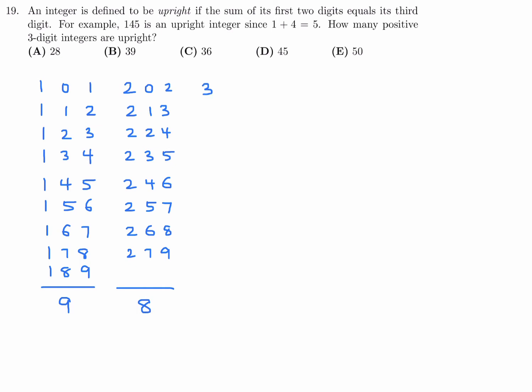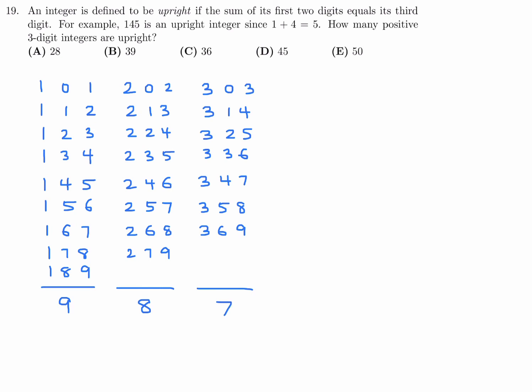For 3, you can do 303, 314, 325, 336, 347, 358, 369, and then 37 would have to be 10, and that's not going to be valid. So for 3, you get 1, 2, 3, 4, 5, 6, 7. Okay. Well, at this point, you get the point, right?